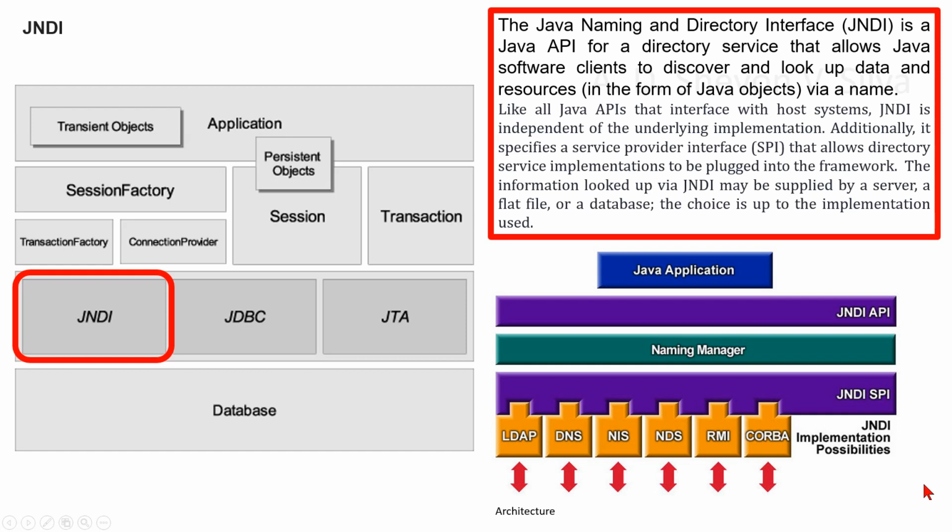JNDI architecture consists of an API and a service provider interface, SPI. Java applications use the JNDI API to access a variety of naming and directory services. The SPI enables a variety of naming and directory services to be plugged in transparently, thereby allowing the Java application using the JNDI API to access their services.